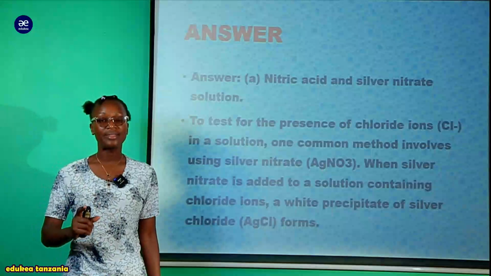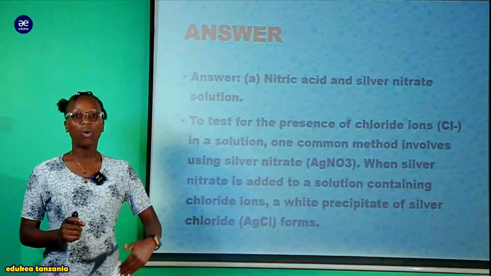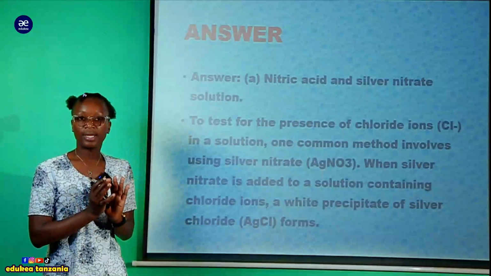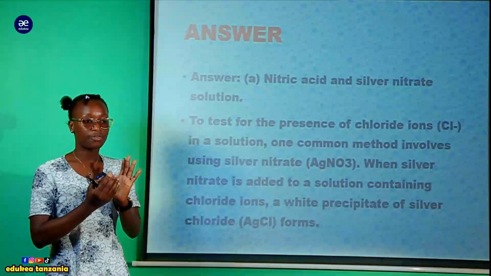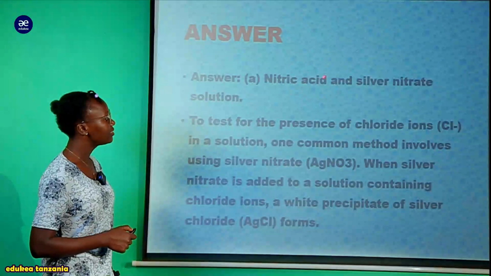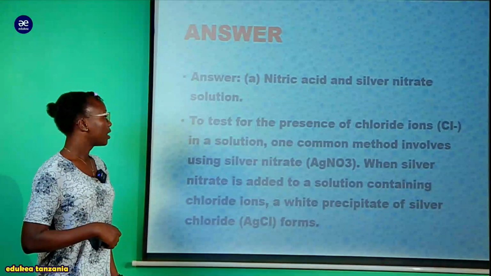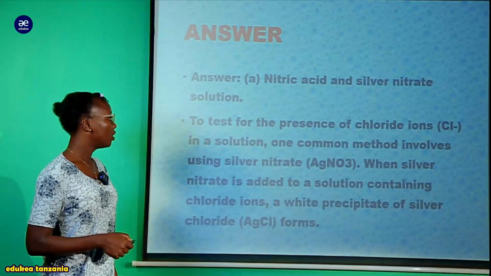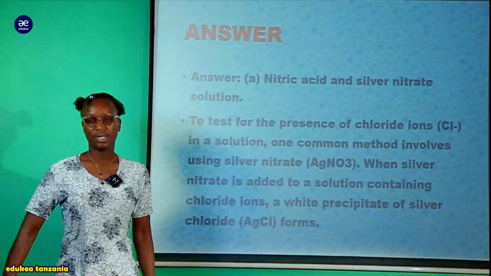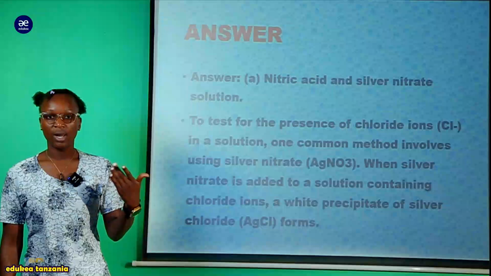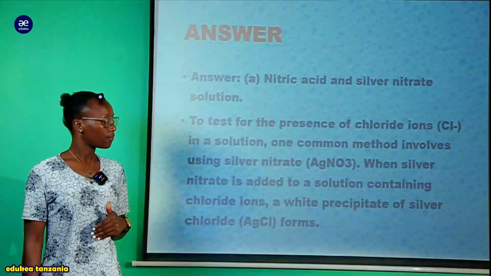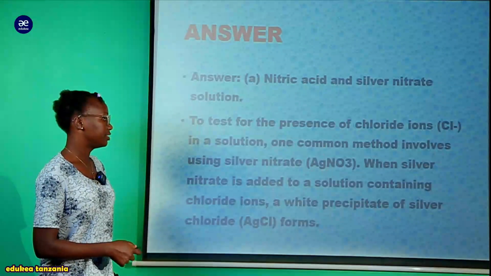So if you remember well the chemical test of the chloride compound, how can we determine that kwenye solution fulani au kwenye compound fulani kuna the chloride ions au the compound of chlorides, tunatumia test gani? Obvious, it is through the nitric acid and silver nitrate. So the test for the presence of chloride ion in a solution, one common method involve using the silver nitrate. Na hii nakumbuka tulidiscuss katika maswali ambayo tulishayaona katika zile exercises, kwamba tunatumia the silver nitrate.